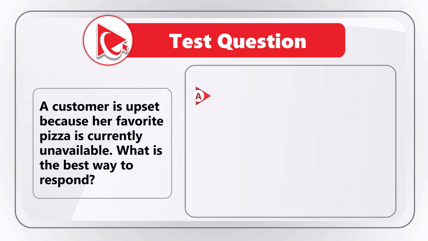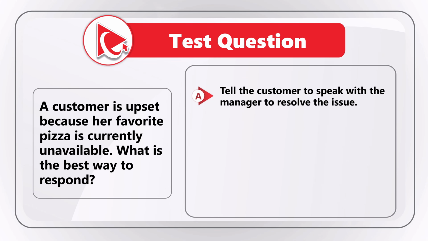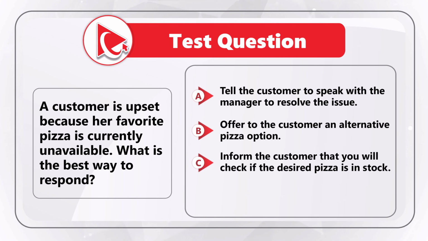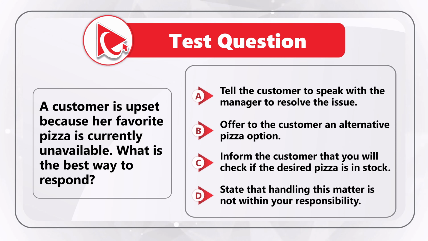Choice A, tell the customer to speak with the manager to resolve the issue. Choice B, offer the customer an alternative pizza option. Choice C, inform the customer that you will check if the desired pizza is in stock. And last but not least, choice D, state that handling this matter is not within your responsibility. Take a close look to see if you can come up with the answer.